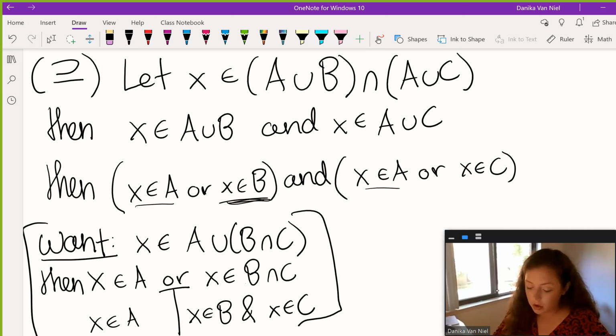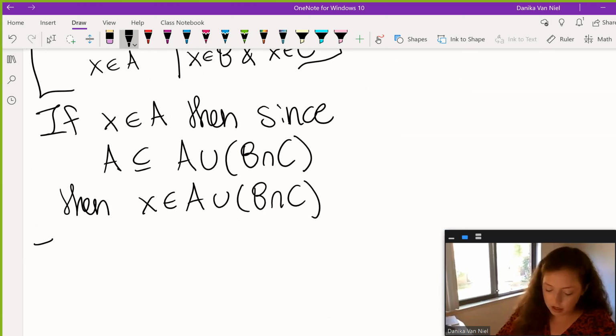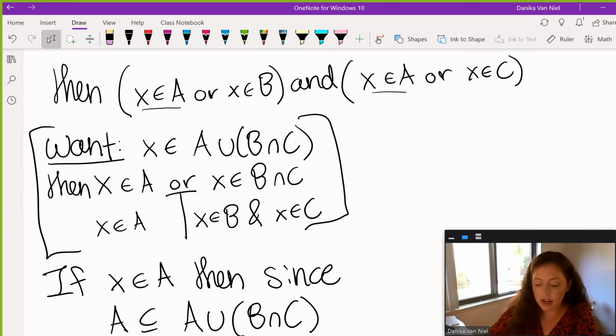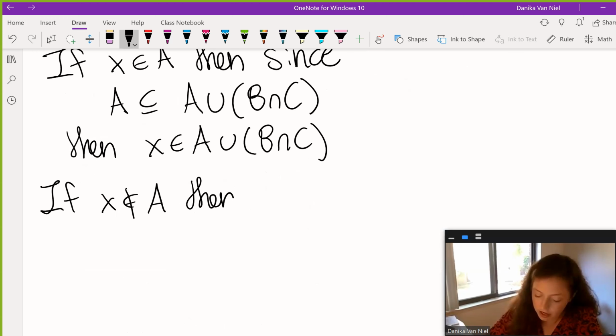Here's how I'm going to start approaching this. I'm going to use the true dichotomy that X is either in A or it's not in A. So if X is not in A, then what has to be true? Let's look at our statement again. If X is not in A, so that's not an option, oh man, then X has to be in B and X has to be in C. So that gives us exactly what we want. Then X is in B and X is in C.